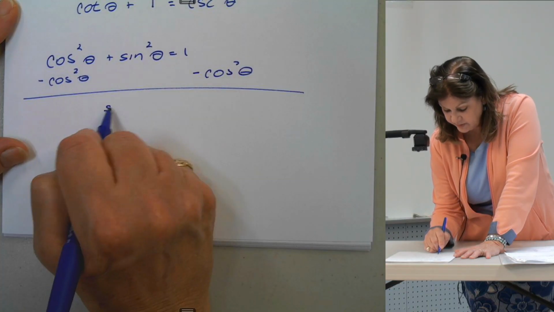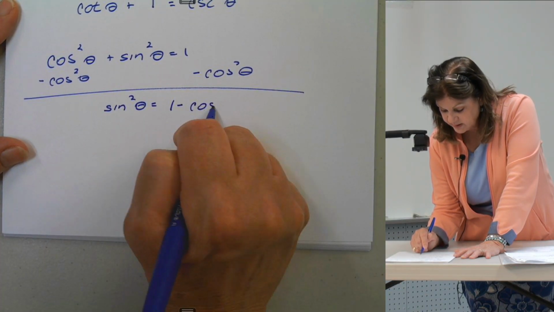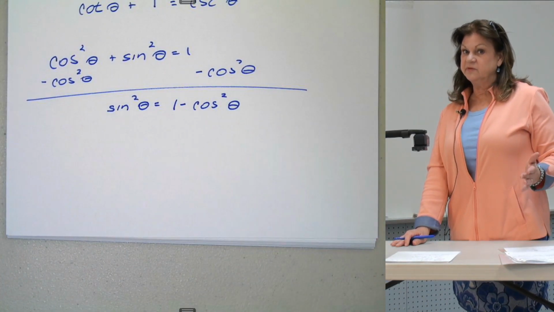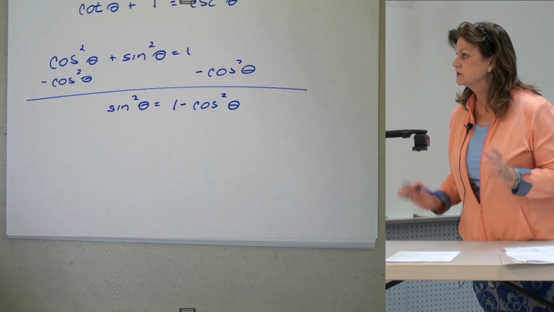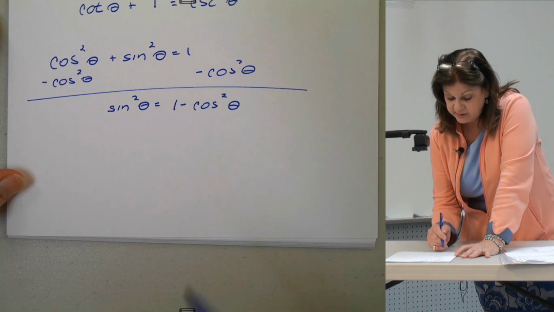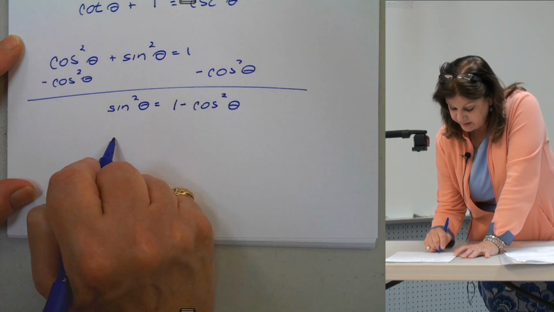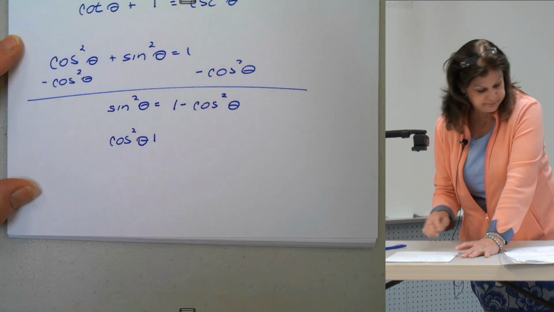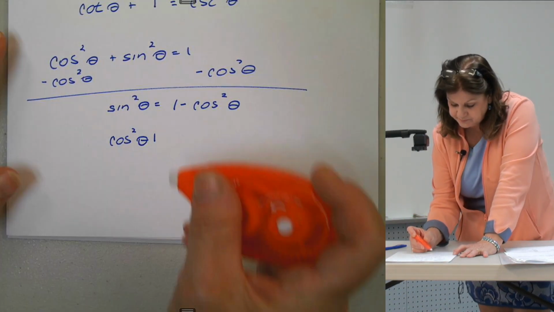And I can say, okay, sine squared theta is 1 minus cosine squared theta. There's no magic going on here. It's just basic algebra, so don't let that intimidate you. We're just moving the pieces around. I could also say, well, let's see what else I could do. I could also say cosine squared theta, whoops, sorry. I got ahead of myself.